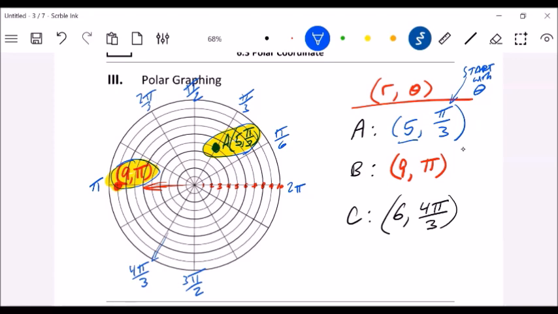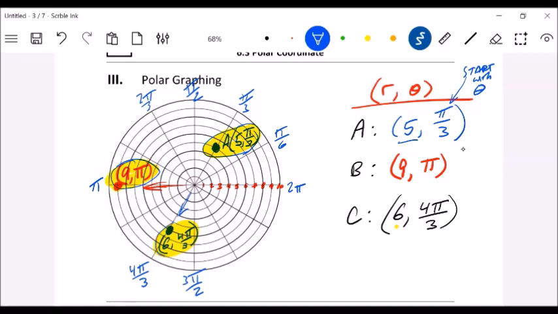1, 2, 3, 4, 5, 6. So we're going there. So I guess I could say I'm going up that way, that one. And so that one is 6 and 4 pi over 3. So start with the angle, move that direction, the distance for the radius.